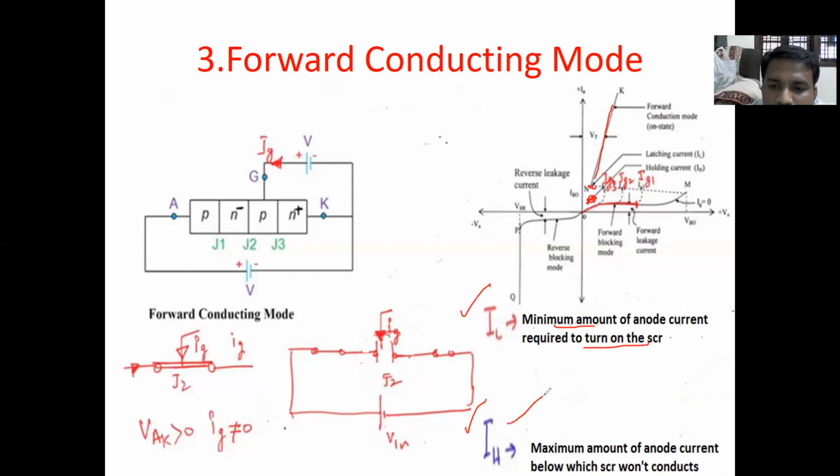What is meant by holding current? We already observed that there is a blocking mode. Holding current is the maximum amount of anode current below which the SCR will not operate. It is in reverse blocking, forward blocking mode, and below which it is not going to operate. So always latching current is greater than holding current. These are the important definitions.